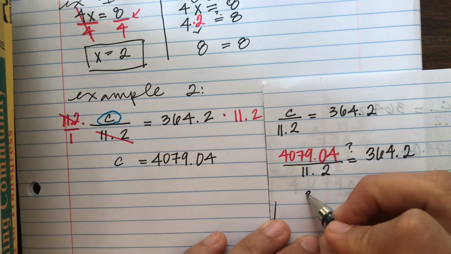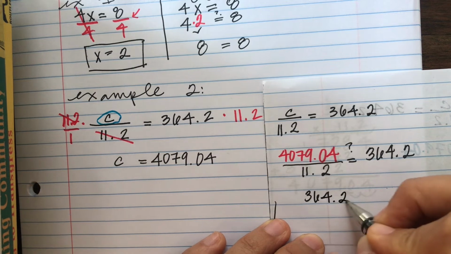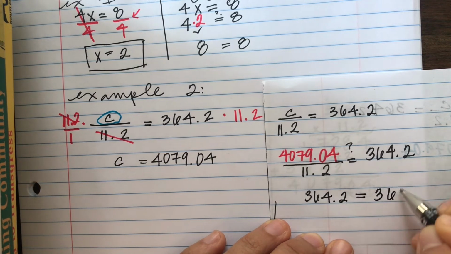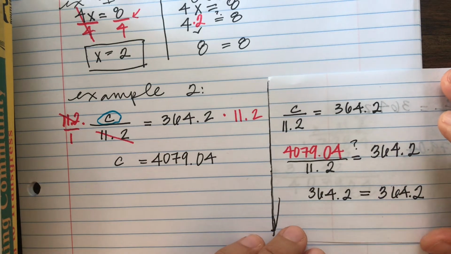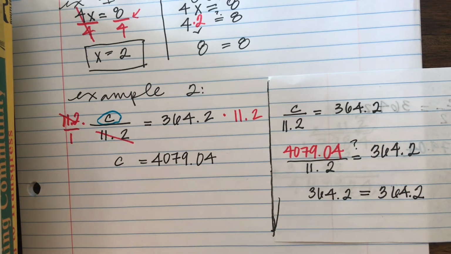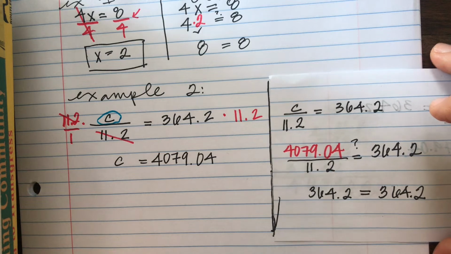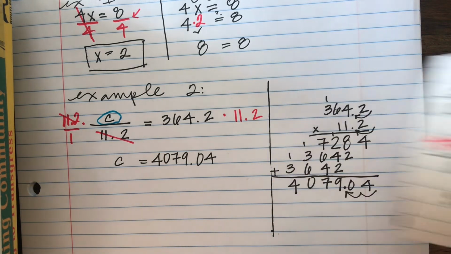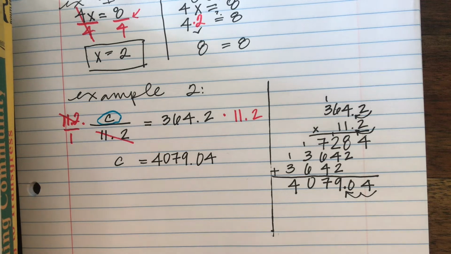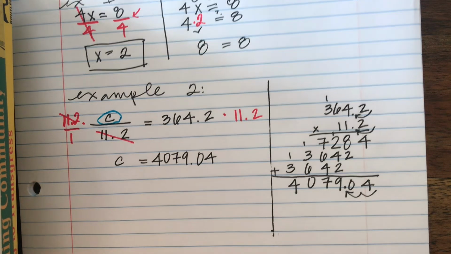So I got 364.2 equals 364.2. And guys, the point is, take your time, double check your work. This is like a puzzle that you're figuring out. Apply the rules and you will get to the answer, right? You'll solve the mystery.